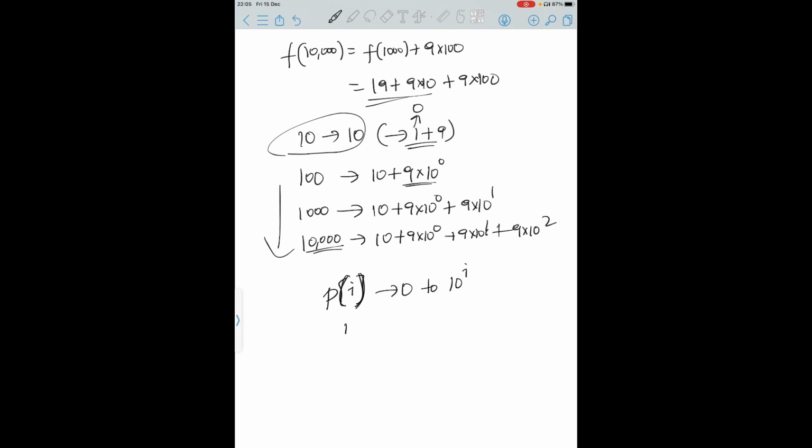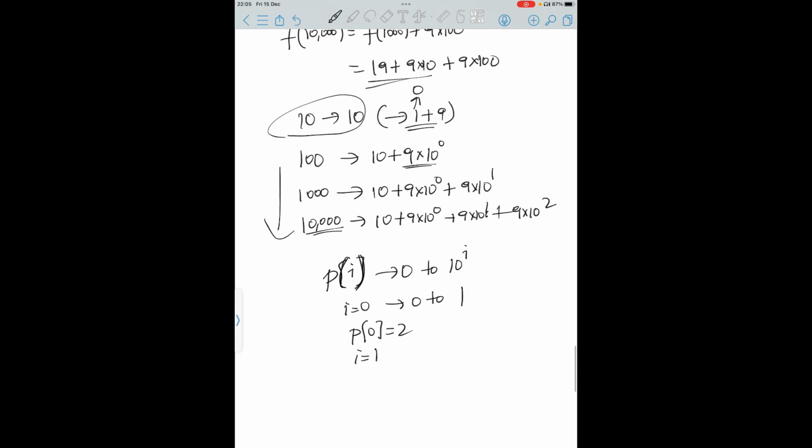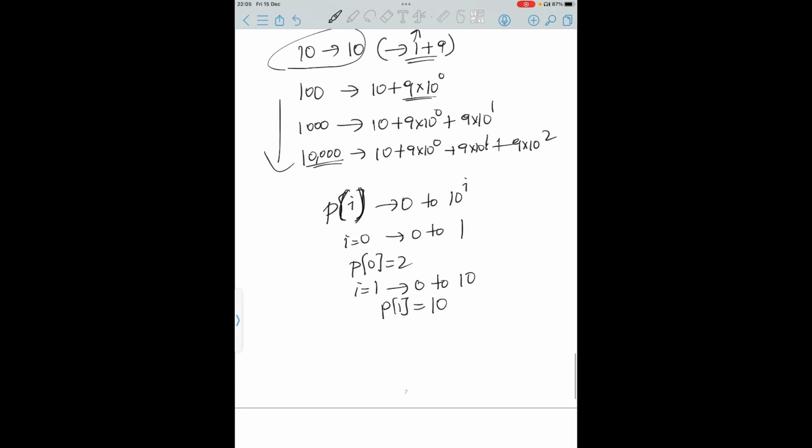If we start from i equals 0, that is from 0 to 10 power 0, which is 1, how many numbers are there? 2, which are 0 and 1. For i equals 1, that is from 0 to 10 to the power of 1, that is 10, we have 10 such numbers. These are the base cases, and now we can proceed for i equals 2.